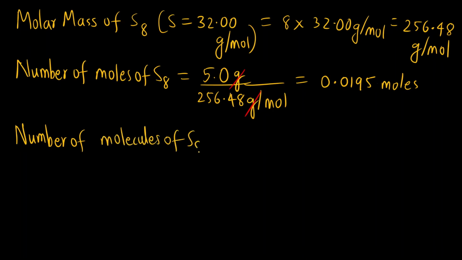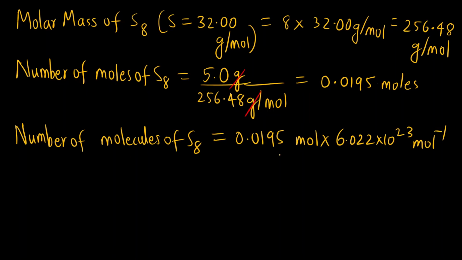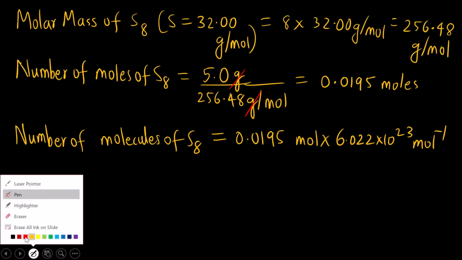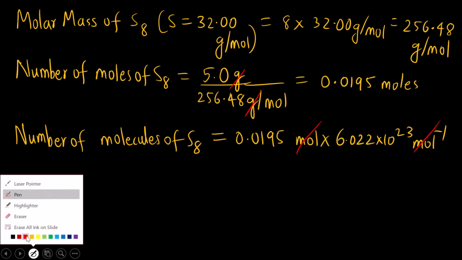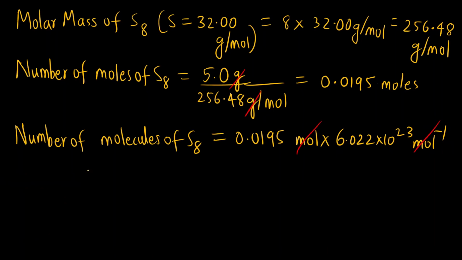And now using this moles we can find out the number of molecules. Number of molecules of S8 is nothing but 0.0195 mole into Avogadro number, that is 6.022 into 10 raised to 23 mole inverse. So this mole and mole get cancelled and we will get the total number of molecules. And that comes out to be 1.17 into 10 raised to 22 molecules.